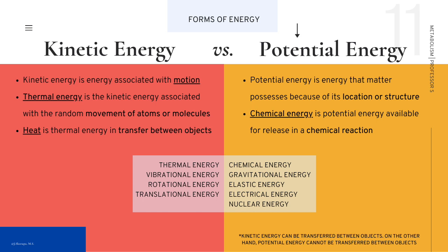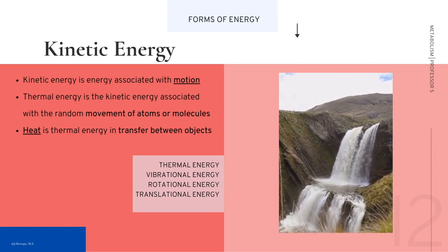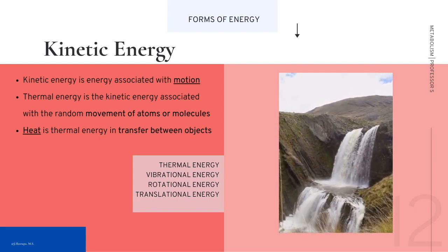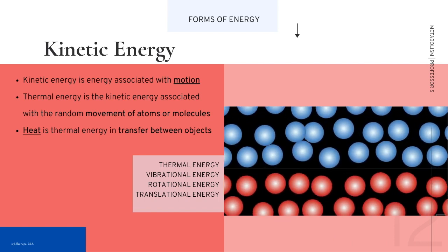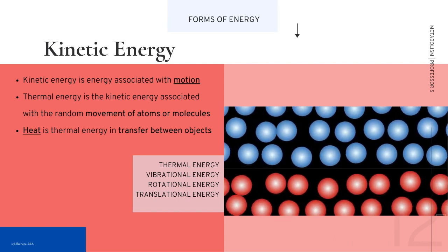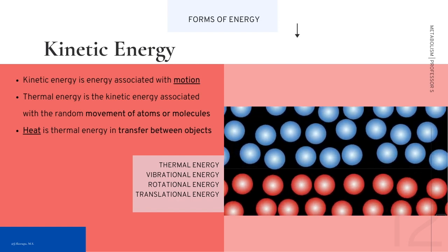So, what are kinetic and potential energy? Kinetic and potential energy are the two major types of energy. Any form of energy that you can name falls within these two categories. Kinetic energy is energy associated with motion. If it's moving, it has some type of kinetic energy. Thermal energy is the kinetic energy that's associated with the random movement of atoms or molecules.